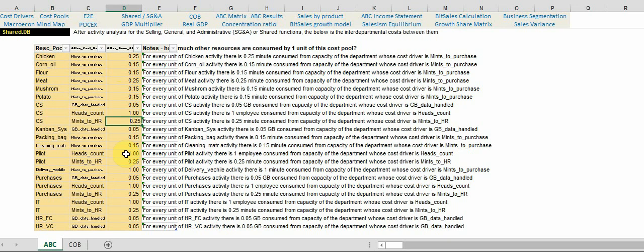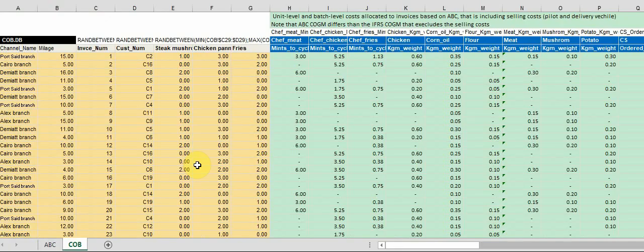The cost pool of CS will be linked with the gigabyte data handled to be charged with its share of IT department cost. You will go through all these details in the Excel sheet at your ease. I'll attach this Excel sheet with my video. This is the COP table, the close of business table, building the cost relationships resulting from the sales today.